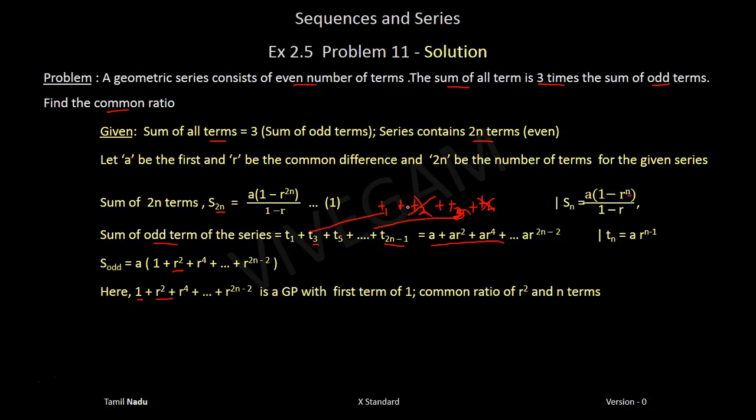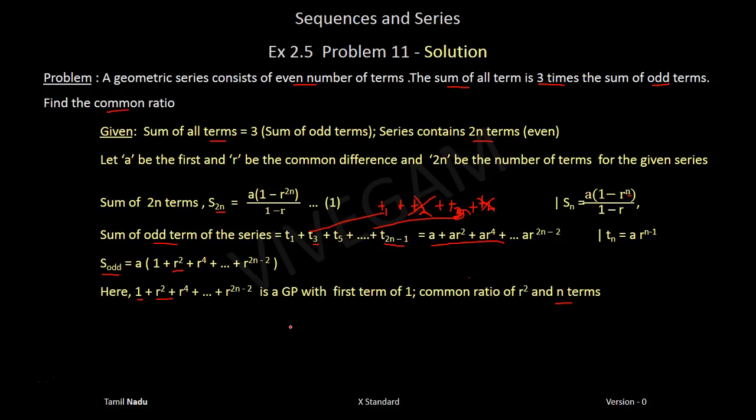And as we saw, half of it is even and half of it is odd, right? So half of 2n is n. So there will be n terms in this series, because we are taking only odd. The whole series has got 2n terms. So that will be S odd and S even, right? 2n terms means half of it will be odd, half of it will be even. So 2n divided by 2, so we will have n terms.